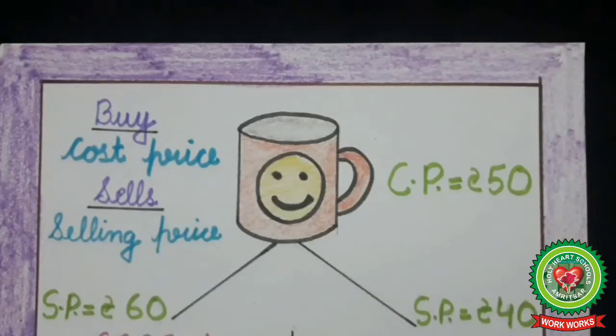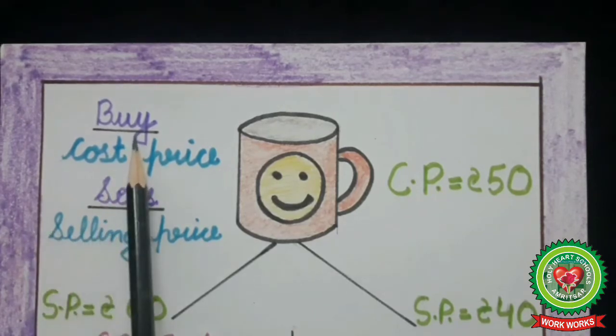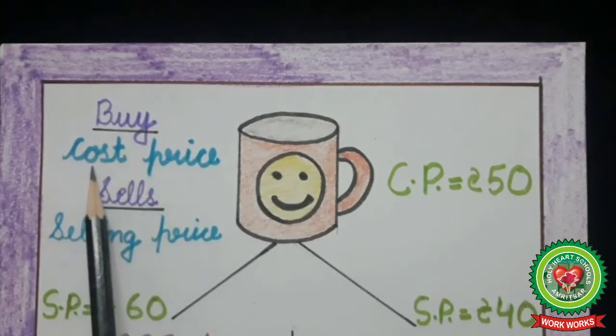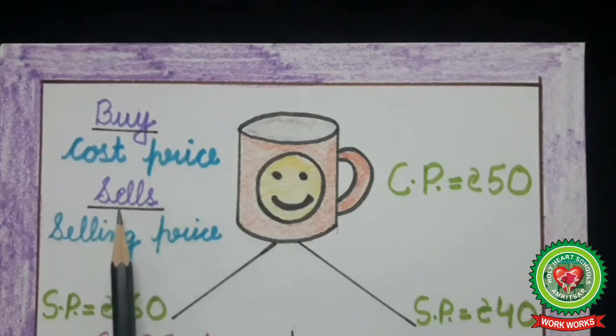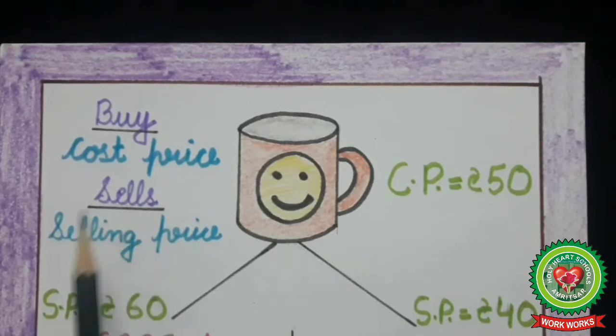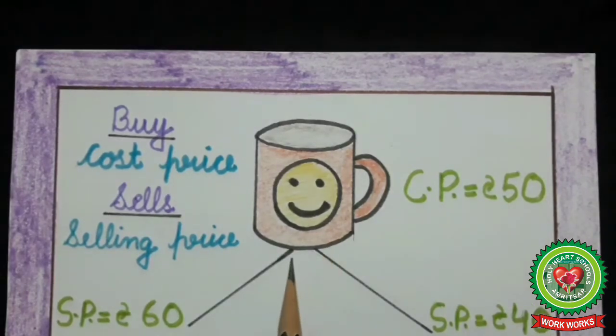Students, profit and loss always occurs in the business, and in the business we deal with sale and purchase of goods. Under profit and loss, we will discuss two types of prices. The price at which we buy something is called the cost price, and the price at which we sell something is called the selling price. Let's understand it with the help of an example.